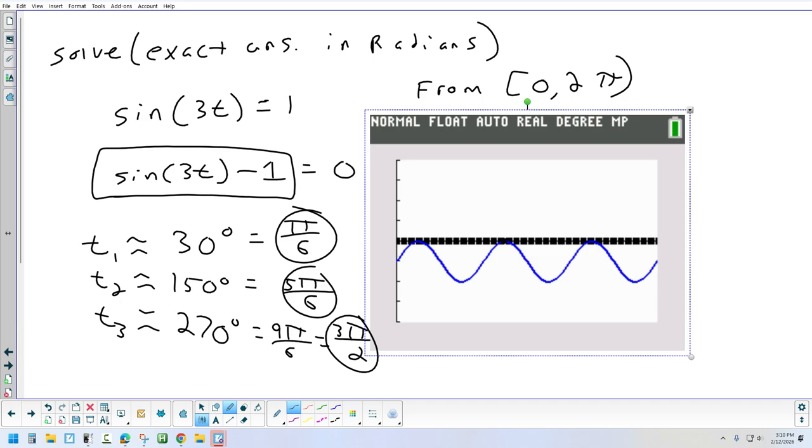If they said find all solutions, I would have put plus the period times n. What would be the period of sine 3t? Yep, 2 pi over 3. The formula is 2 pi over b, and in this case, b is 3. But I'm not putting that because they didn't say to find all answers.